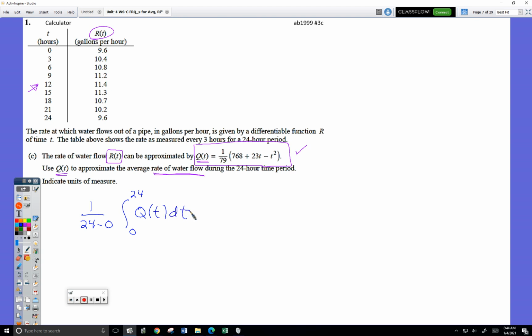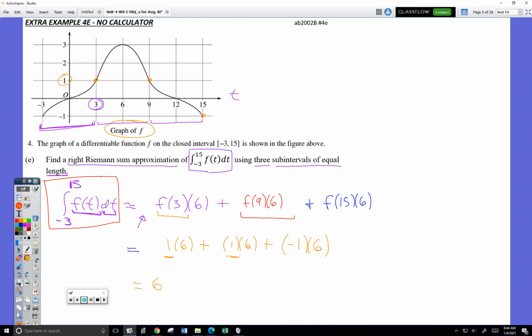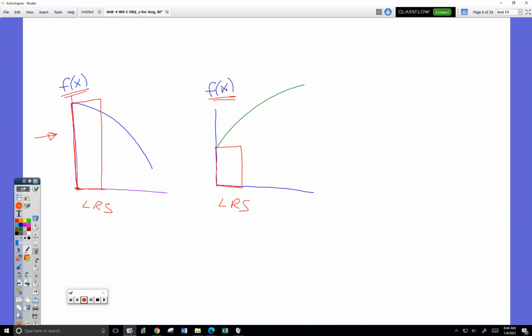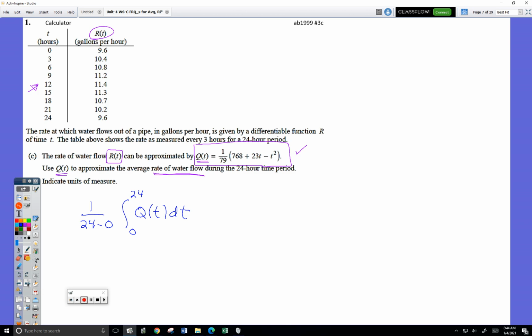So it's very similar to what was asked here. This time we're finding the average rate of water flowing out of the pipe. We had no formula Q, all we had was the data R. So we were finding the average of R. Well, we're still finding the average rate of water flow. There's just two different ways we discovered to describe the water flow. One way is by the actual table values. The other way is with this model Q. So now we're finding the average of Q.